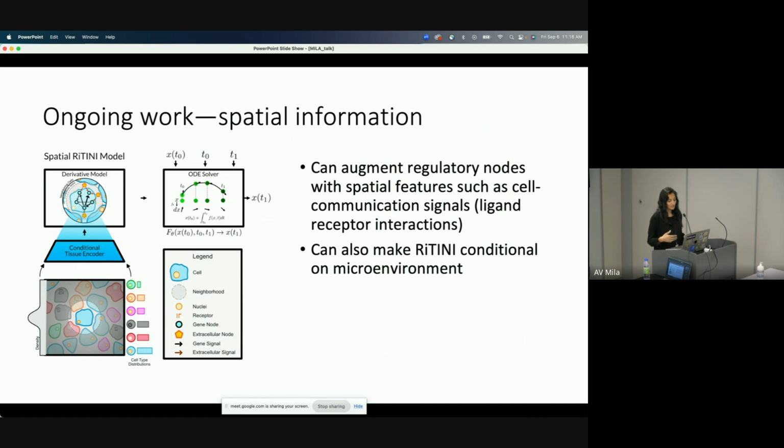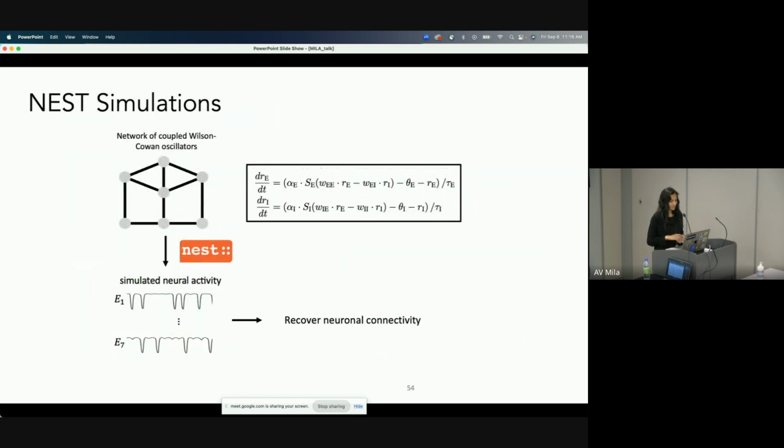So we can incorporate spatial information and we can see how cellular trajectories change based on the microenvironment. So this is a key ongoing work that I have. If you're interested in this, you can let me know. This has also been used to figure out functional connectivity in neuronal networks.